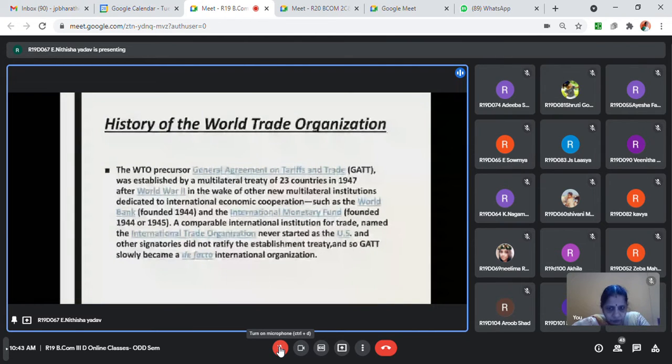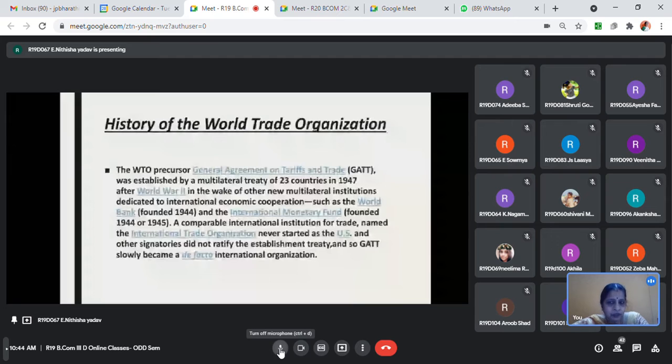In the wake of other new multilateral institutions dedicated to international economic cooperation, such as the World Bank, founded in 1944, and the International Monetary Fund, founded in 1945, a comparable international institution for trade, named the International Trade Organization, never started as the US and other signatories did not ratify the establishment treaty, and so GATT slowly became a de facto international organization. This has become a different part of WTO. Once again, it became the de facto international organization which was functioning.